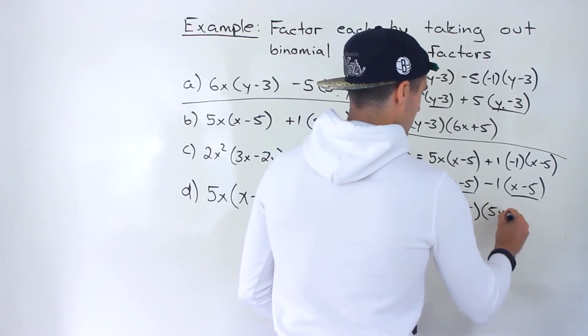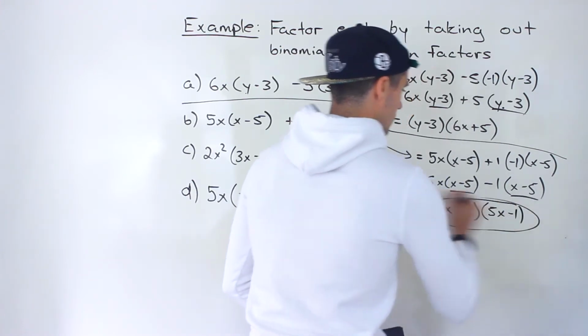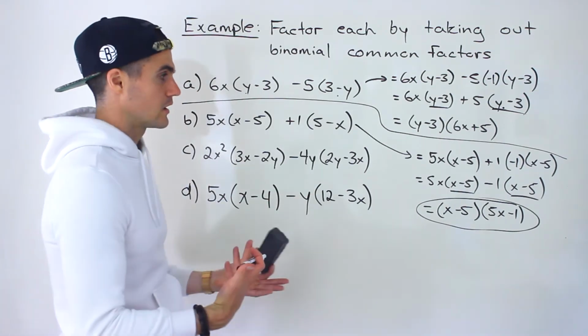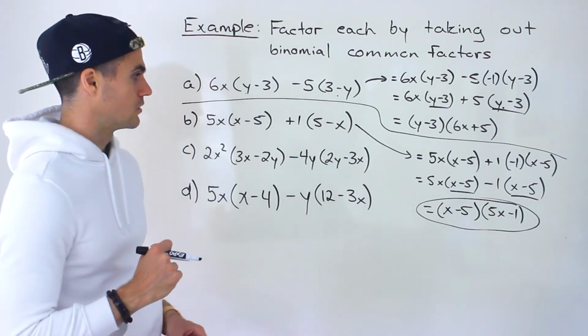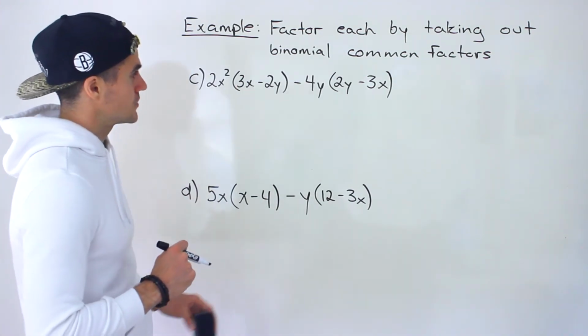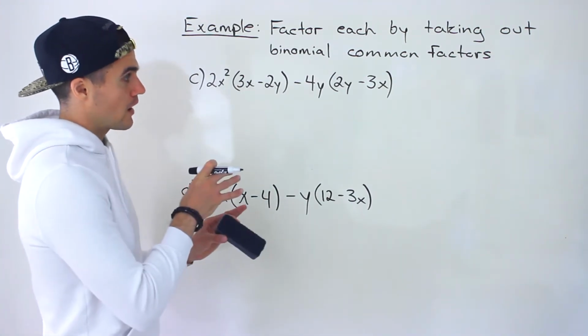And we're left with 5x minus 1. So that ends up being the final answer for part B when we factor it by taking out a binomial common factor. Now moving on to part C, we've got 2x squared times (3x minus 2y) minus 4y, and then in brackets (2y minus 3x).